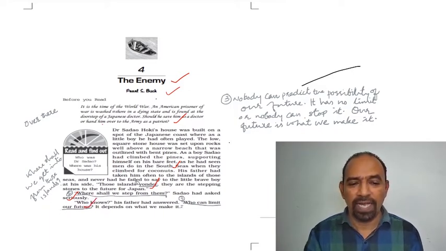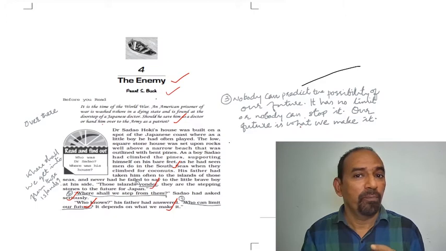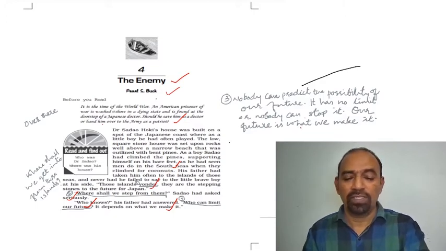His father had answered, "Who can limit our future? It depends on what we make it." Then his father says that nobody can predict the possibility of our future. It has no limit, and nobody can stop it. Our future is what we make it. He wanted to convey this message to his son.